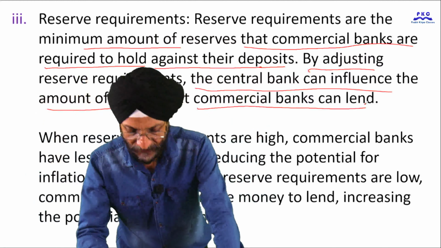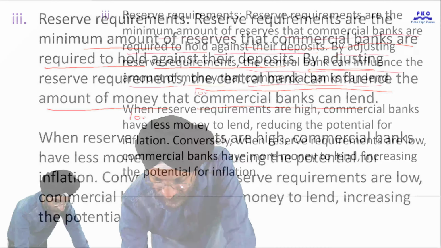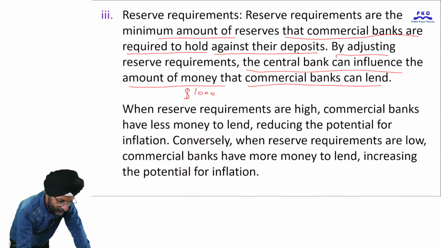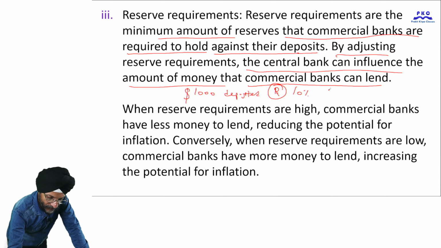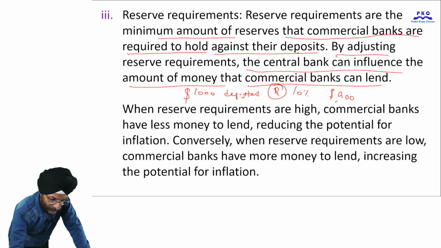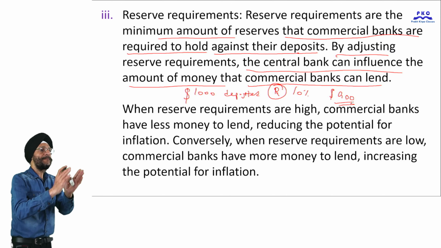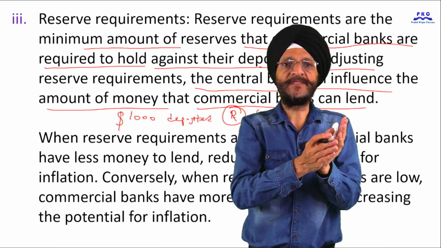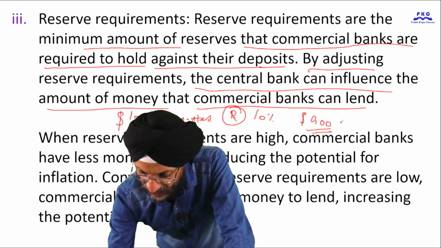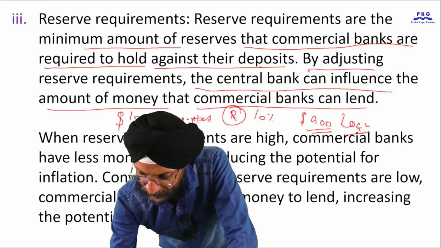To put it very simply, suppose $1,000 is deposited in a bank, and suppose the reserve ratio is 10%. So the bank can lend $900 after keeping 10%, that is $100, as reserves, and $900 will be given as loans.